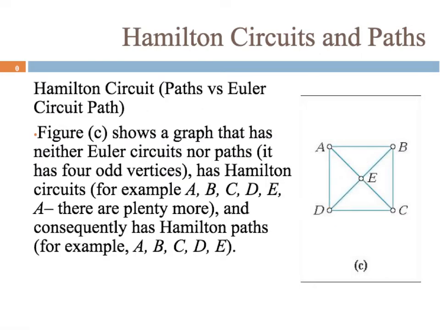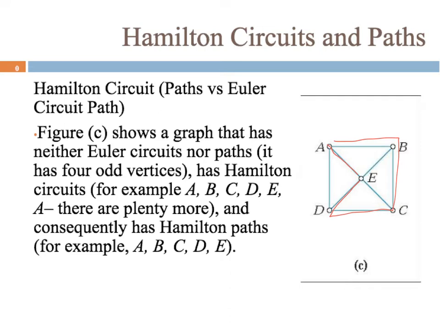Alright, figure C. We have a graph that has neither Euler circuits nor paths, not possible specifically because we have too many odd vertices. So A, B, C, and D are all odd vertices. But it has Hamilton circuits and actually has paths as well. So for example, if we have A, B, C, D, E, I'll trace that really quick. So A, B, C, D, E. Okay. Oh, and then A. So there's a circuit and there's a path.